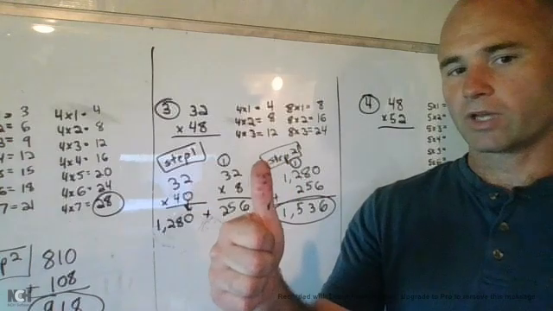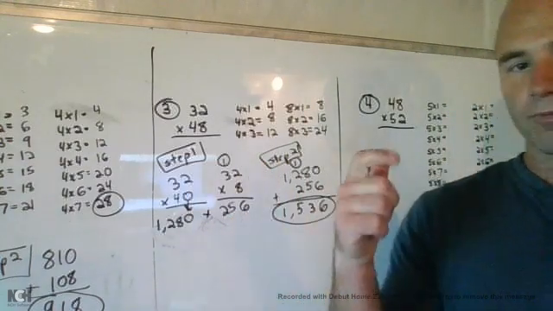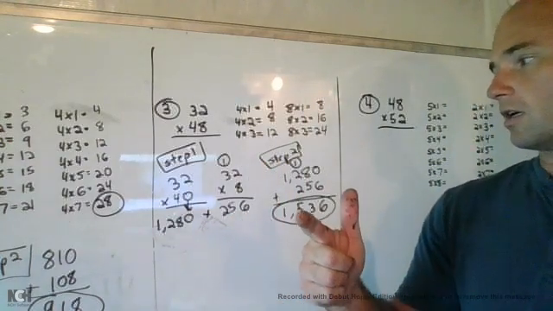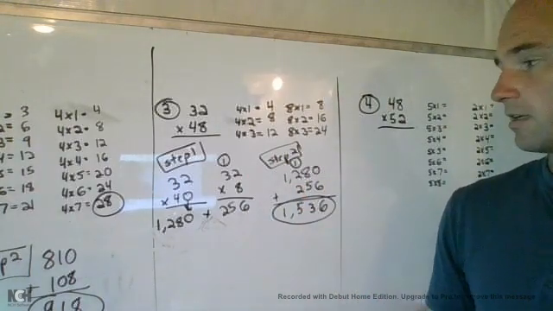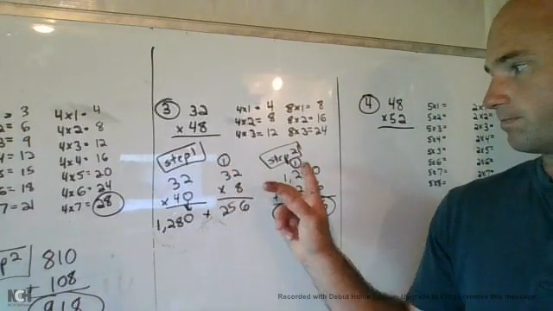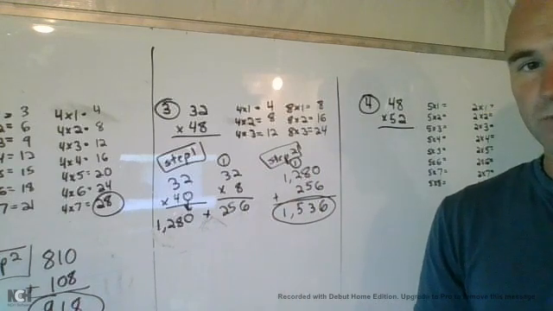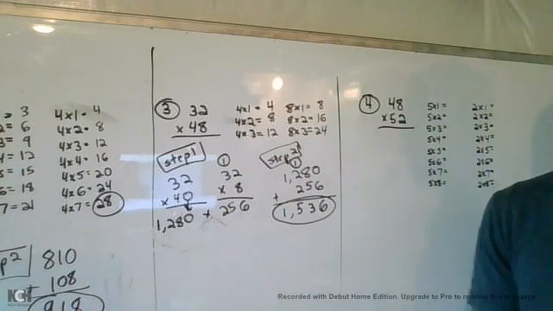So A, was it a multiplication mistake if you made a mistake? B, did you add correctly? Or C, did you forget to regroup at all? Look for those mistakes if you made a mistake.